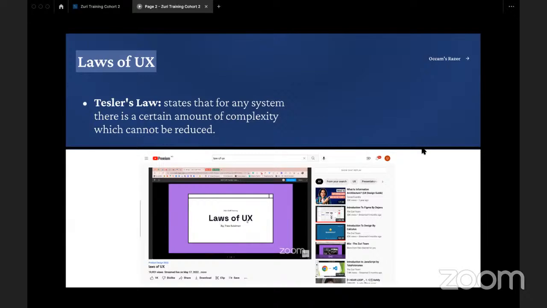So that's one of the laws we'll be treating tonight. And let's go to Occam's law.